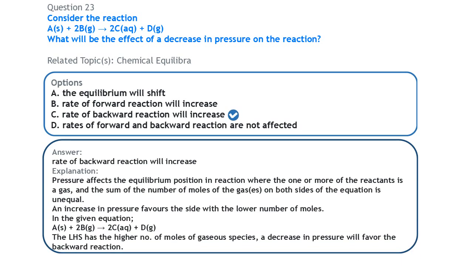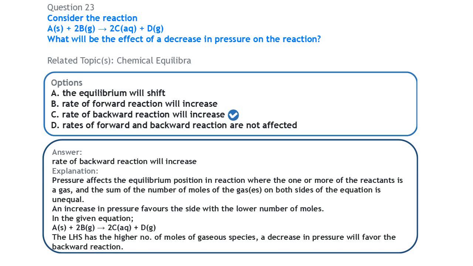Now, increasing or decreasing the pressure in this reaction is going to affect the rate of the forward reaction. An increase in pressure is going to favor the side that has the lower number of moles of the gaseous species, while a decrease in pressure is going to favor the side that has the higher number of moles.